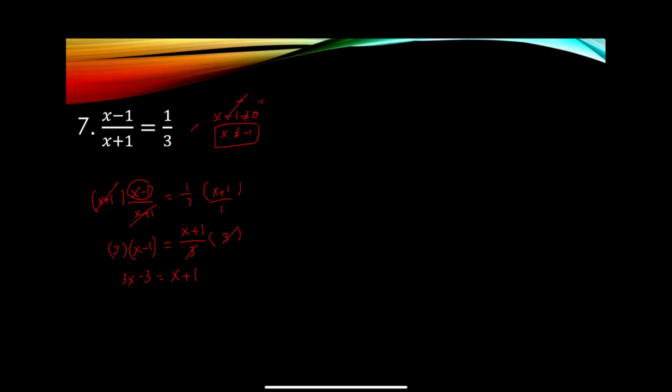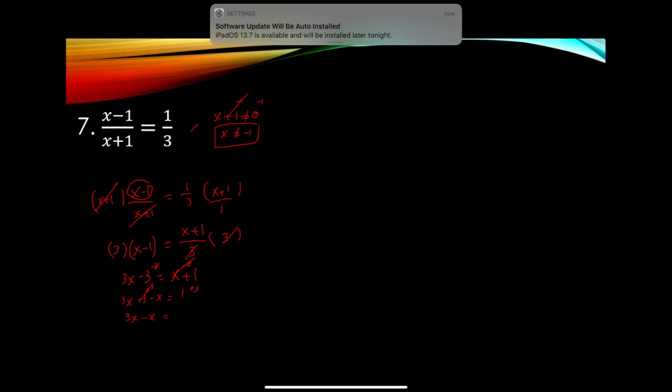We should subtract x from both sides, -x and -x. So it's 3x, this is x, -3, -x, this will be cancelled. And we should add +3 and +3 as well. This will be cancelled. So it's 3x minus x equals 1 plus 3, which is 4. 3x minus x is equal to 2x, equal to 4. Divide both sides by 2 and 2. So x will be equal to 4 over 2, which is 2.